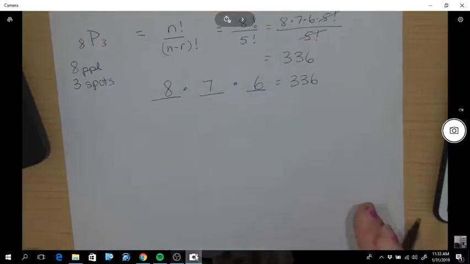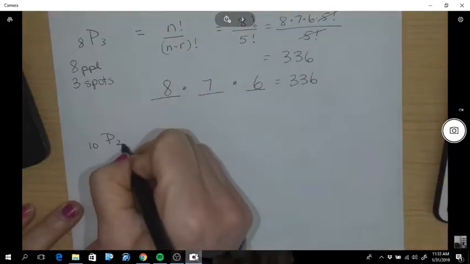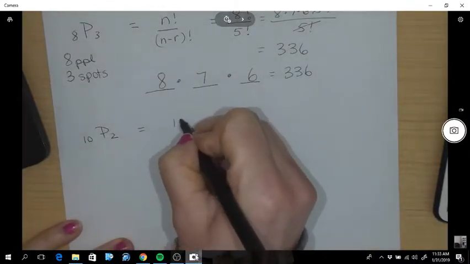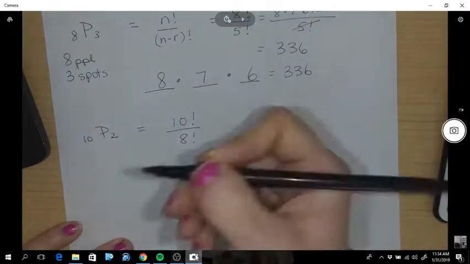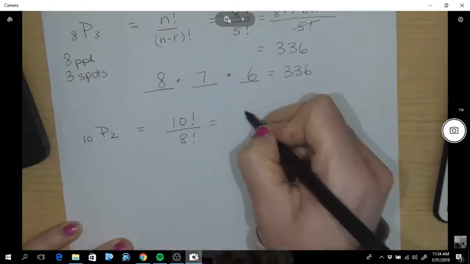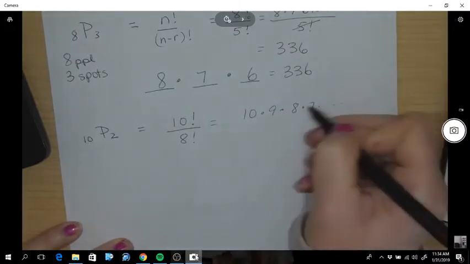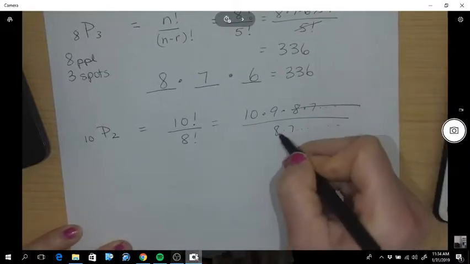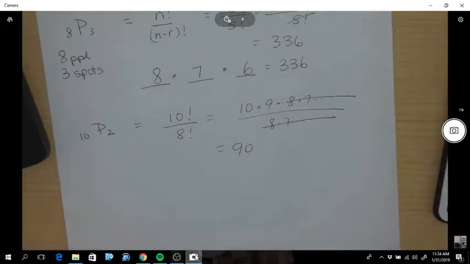Okay, so why don't we try another one. 10P2, so this is 10 factorial over 8 factorial, and so we understand 10 times 9 times 8 times 7, etc., 8 times 7, etc., that we get those to cancel, and you will get 90.